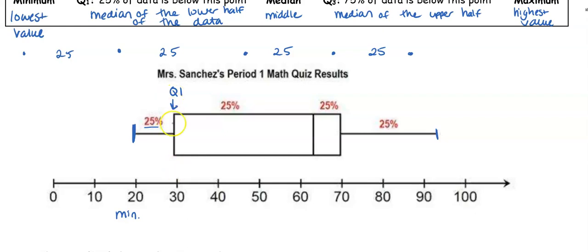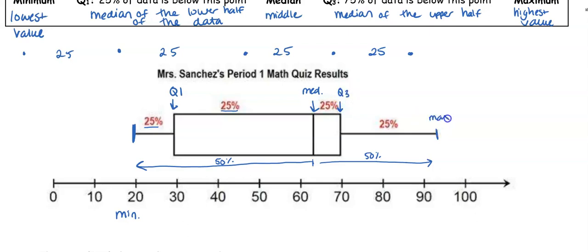This is the median, or the middle of the lower half of the data. This next number on my box plot is going to be the median, or the middle point. That means we have 25% here, 25% there. Half of my data is below this point, and half of my data is above this point. That's the median, that's your middle. When I go in the middle of the upper half, we get our Q3, and then this was our maximum value.